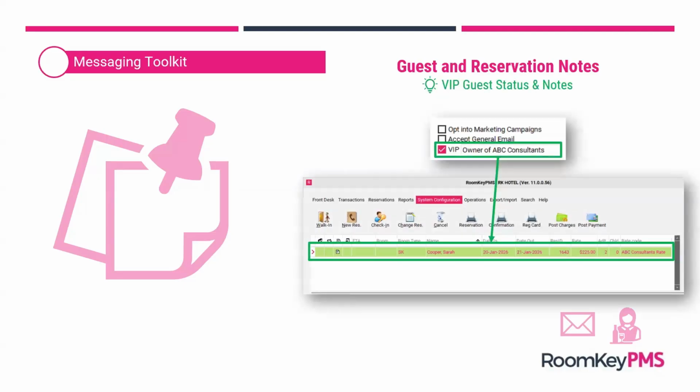Now, a subset of those guest notes is what we call a guest status, and our most popular guest status here is the VIP status. This is a type of status that you can enable on a guest profile, so it will follow the guest through each subsequent stay, each time they return to your property. And the unique feature about the VIP guest status is that when you have a VIP guest arriving with a reservation, you'll see their reservation appears highlighted in green on your screen in Roomkey.